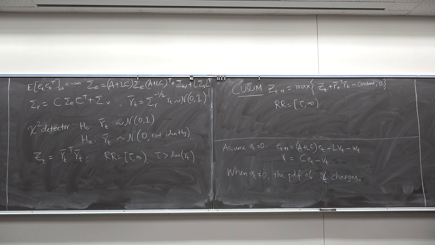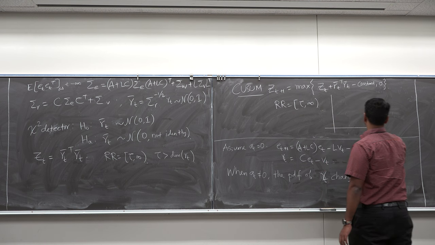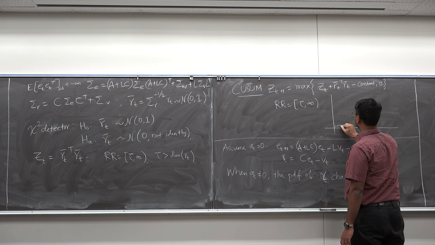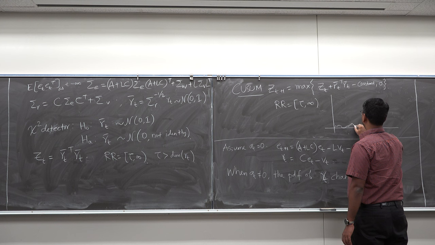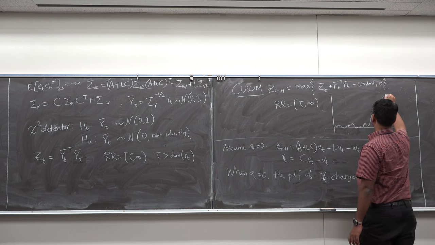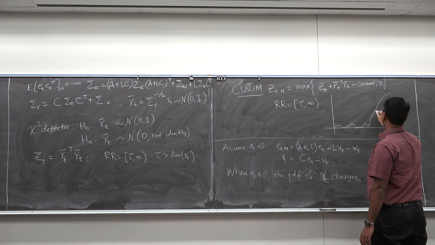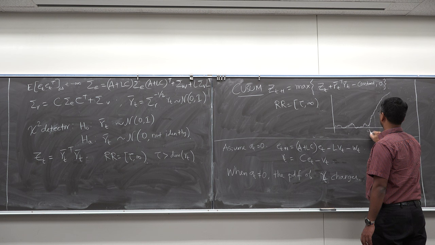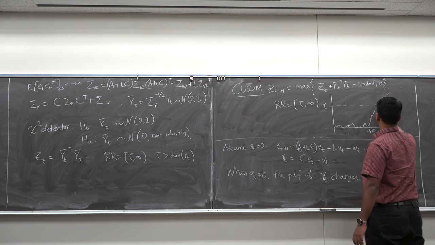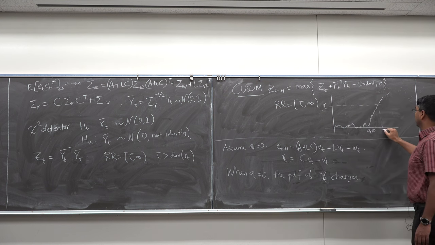Okay, what's the benefit of the Q-sum detector? The benefit is, like we talked about in the previous lecture about Q-sum, the Q-sum score generally hovers around zero if there is no attack happening. And then when the attack happens, the score starts increasing. So this will be when the attack starts. And depending on the threshold, let's say this is your threshold tau, you will actually detect the attack here.